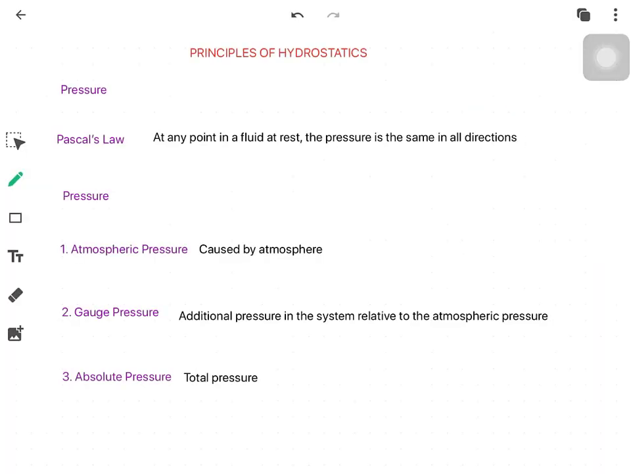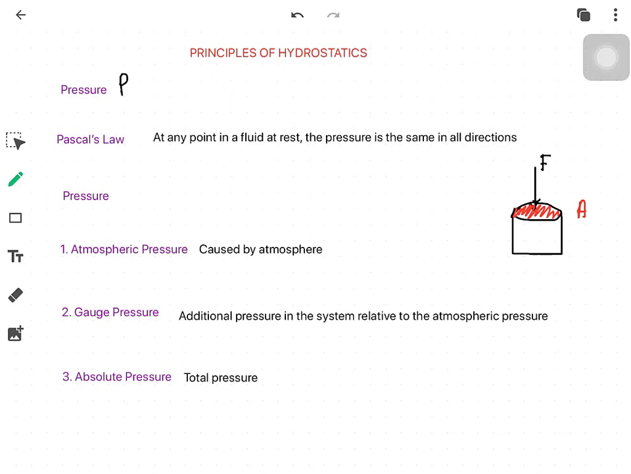Now, let us discuss the principles of hydrostatics. Imagine this is your object, and you applied a force on your object. And this is the cross-sectional area of your object, cross-sectional area A.